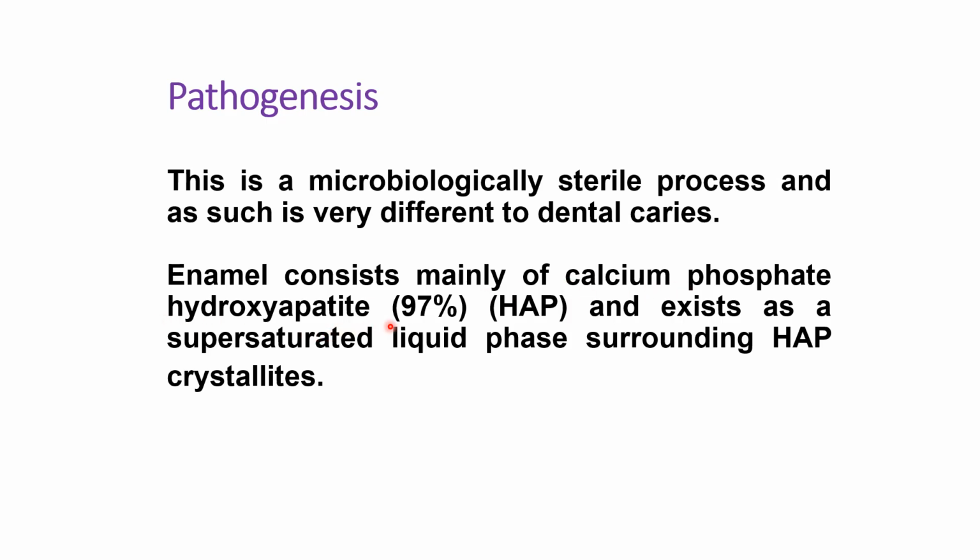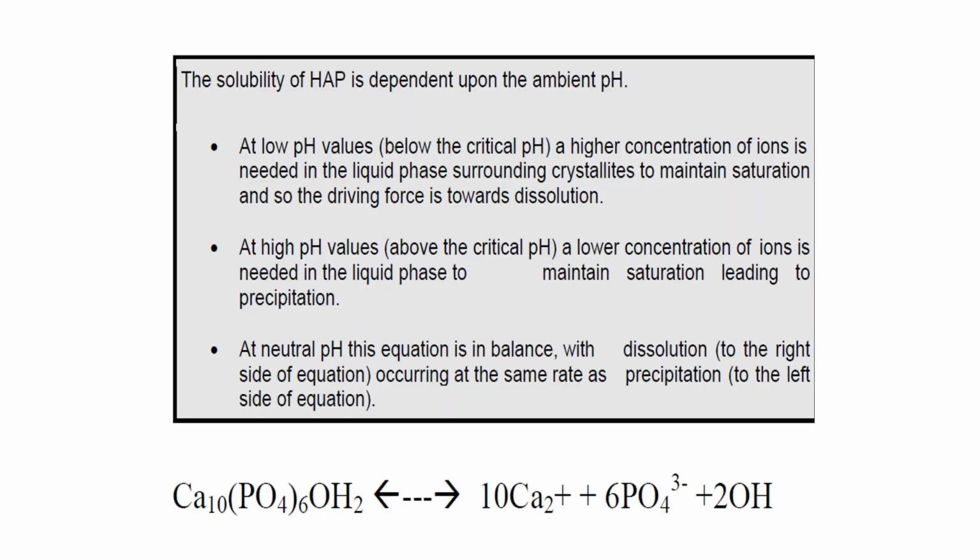The structure is known as hydroxyapatite, and it mainly forms 97% of the tooth enamel, and it exists as a supersaturated liquid phase. This is very important to see. It exists as a supersaturated liquid phase surrounding the hydroxyapatite crystallites. So here we will see how saturation goes up and how saturation can go down to initiate the process of demineralization. The solubility of hydroxyapatite basically depends upon the pH value.